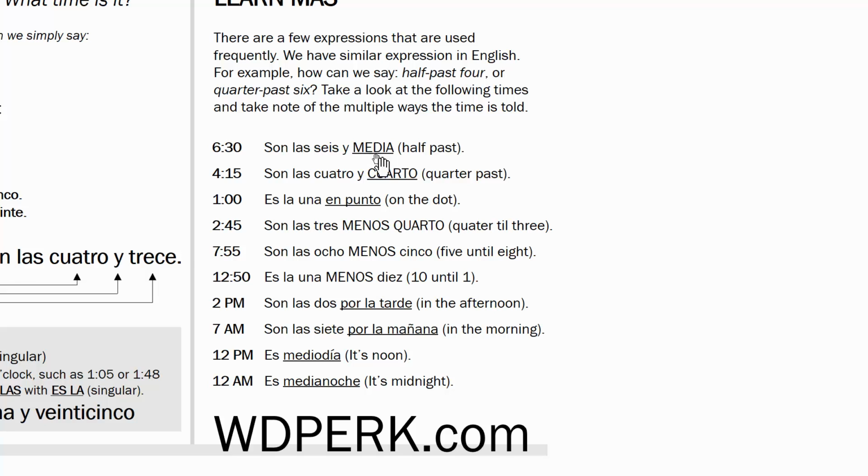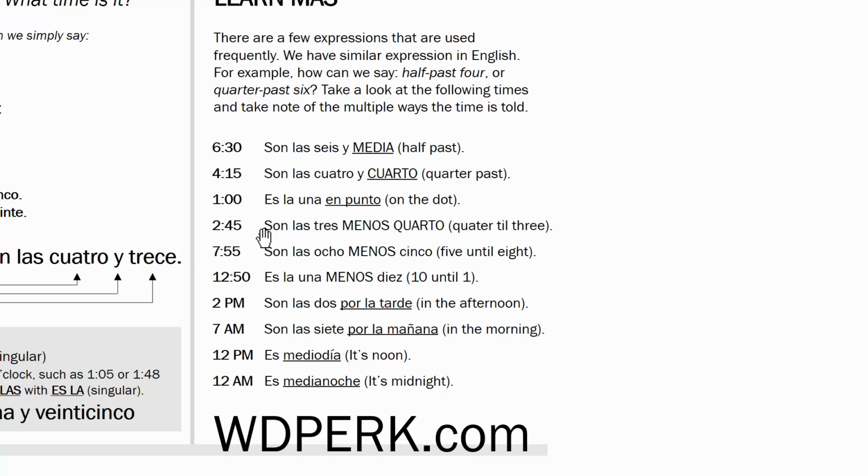And if you're trying to accomplish quarter past, you could say a quarter. So there are 4 and a quarter. Son las 4 y cuarto. So 4:15. These are different words here. Again, the singular 1 o'clock is going to be es la 1. And to say on the dot, right on the dot, you would say es la 1 en punto, on the dot.